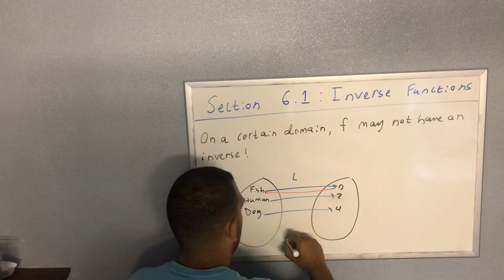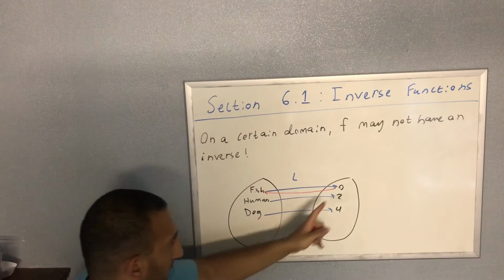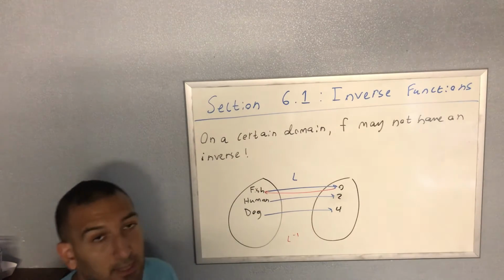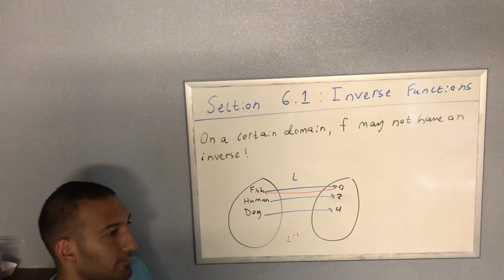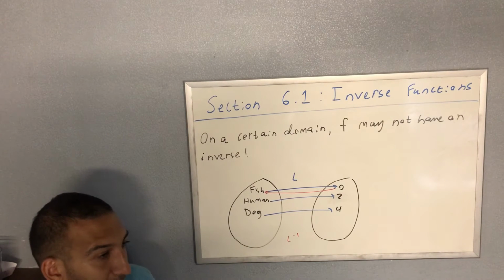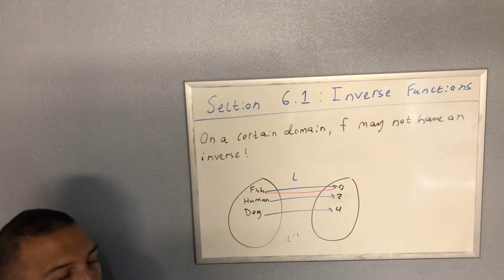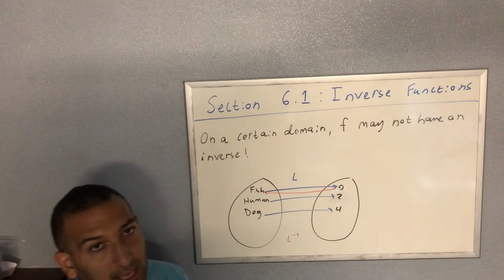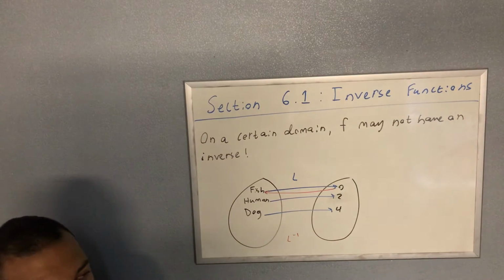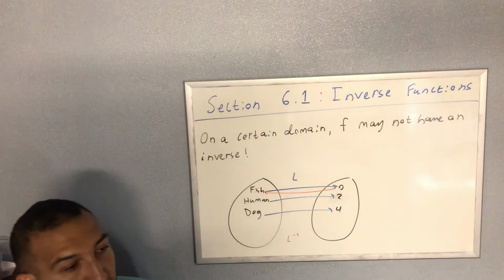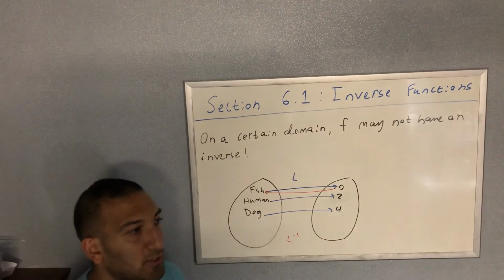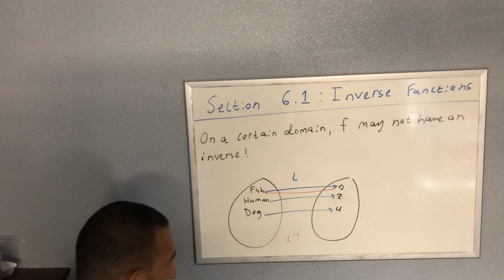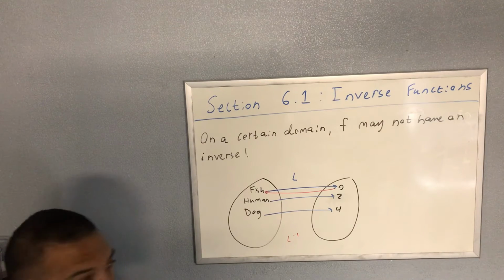So L inverse is in red. You would say that L inverse of 0 goes to fish, because I asked, what animal has 0 legs? And the answer to that is fish. Now, you may already be thinking, okay, but is that the only animal with 0 legs? I guess fish is a very general, broad definition, so it could include a shark, whale, or whatever. But once we get to dog, this will be very clear.